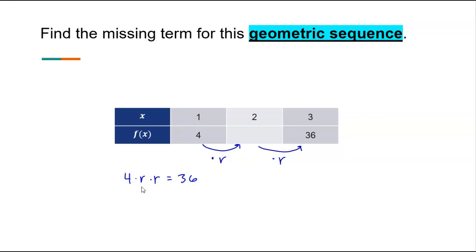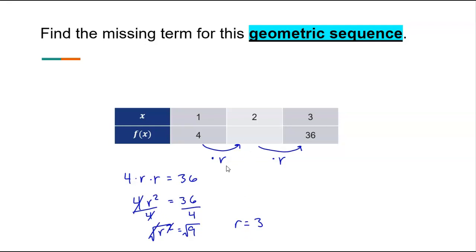Now we have a more common way of condensing this R times R, right? We talked about this a few lessons ago. We condense this as R squared. So 4R squared equals 36. And then we can actually solve this. We can divide both sides by 4. We get R squared equals 9. And then to solve from here, to get rid of that square, we need to take the square root. Square root of both sides. Those squares go away, and we get R equals 3.